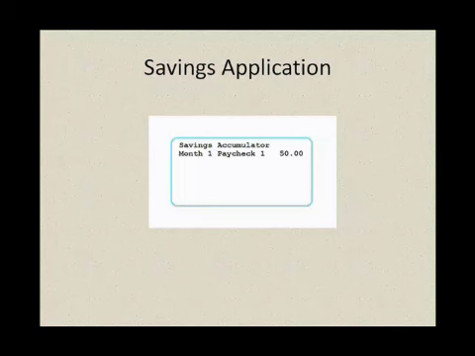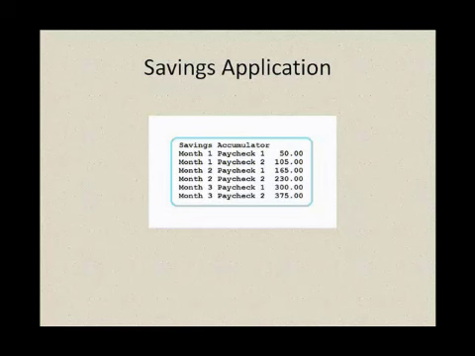After month 1, paycheck 1, you'd have $50. Then after month 1, paycheck 2, you'd have $55 more for a total of $105. After month 2, paycheck 1, you'd have $60 more for a total of $165. Then you'd have $65 more, $70, $75, and so on.